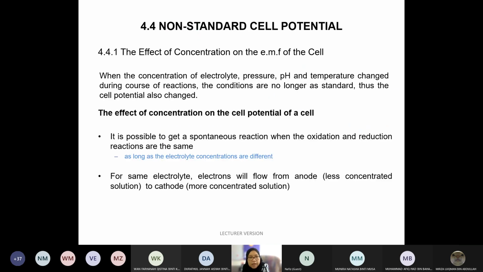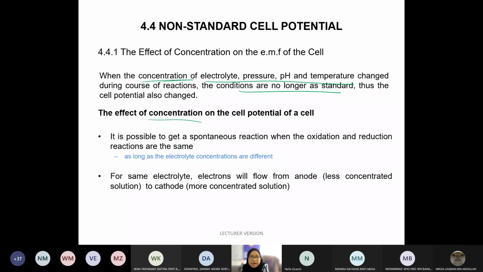Okay. The effect of concentration on the EMF of the cell, on the cell potential lah. When the concentration of electrolyte, pressure, pH, and temperature change, if any of these four is changed during the course of reaction, the conditions are no longer standard. Thus, the cell potential will also change, like I said just now. So the effect of concentration on the cell potential of a cell. Our focus is more on the concentration lah. We do not study the effect of pressure, pH, and temperature.